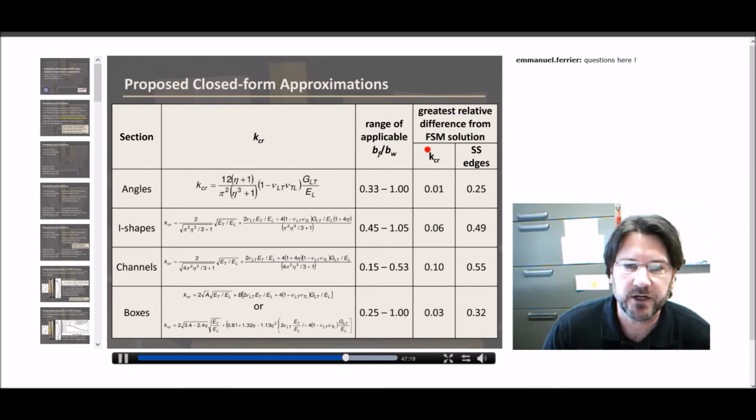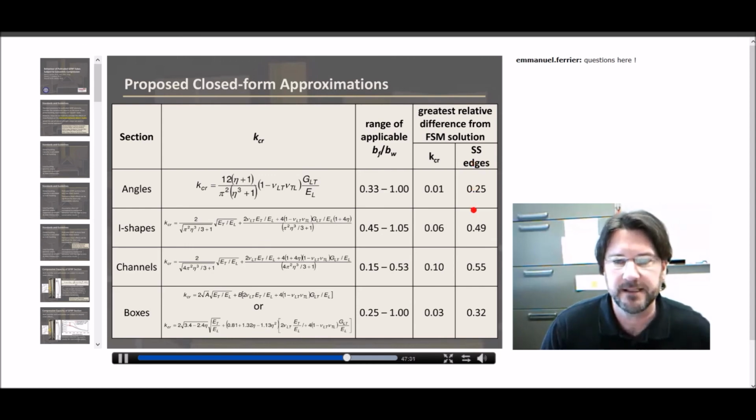We compared our predictions to those of the current code, over here on the far right, and we see that between our predictions and the current code, we have a very significant relative difference, based on these simply supported edge conditions, up to greater than 50% when we're talking about channels, and somewhere around 50% when we're talking about I shapes.